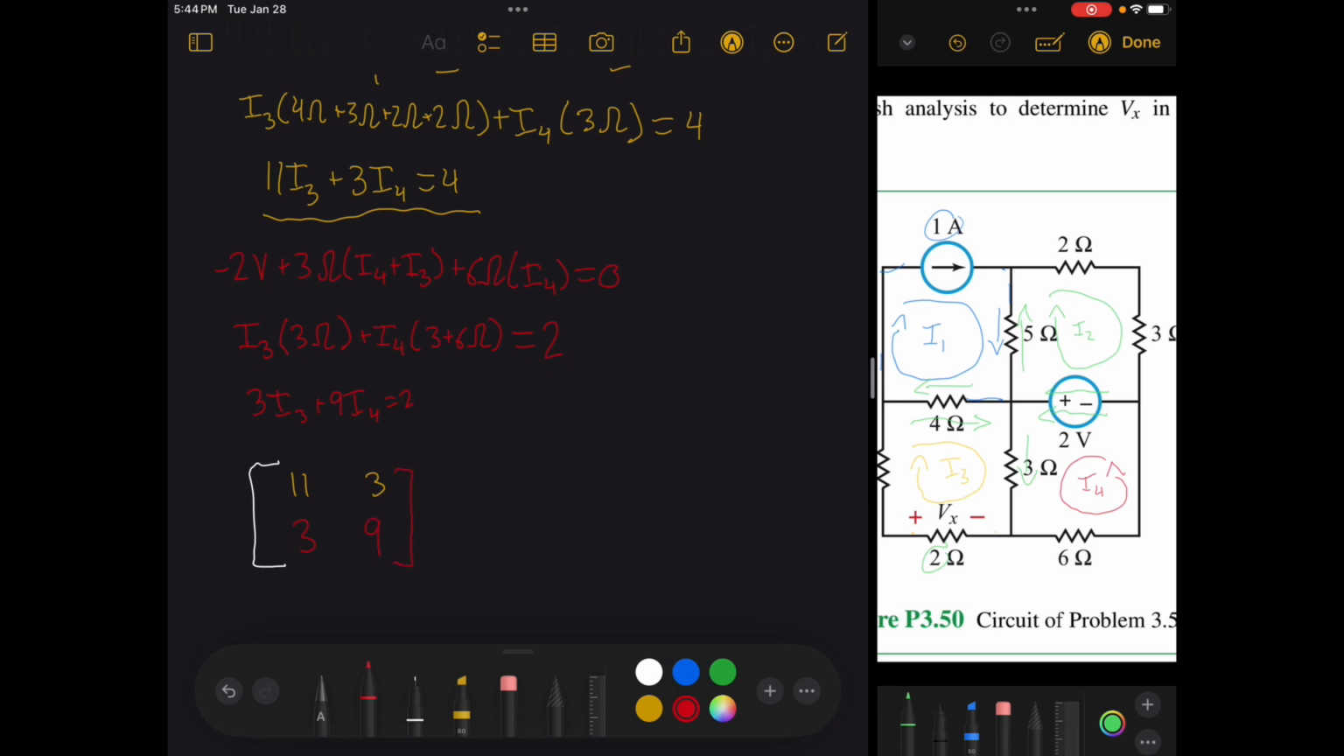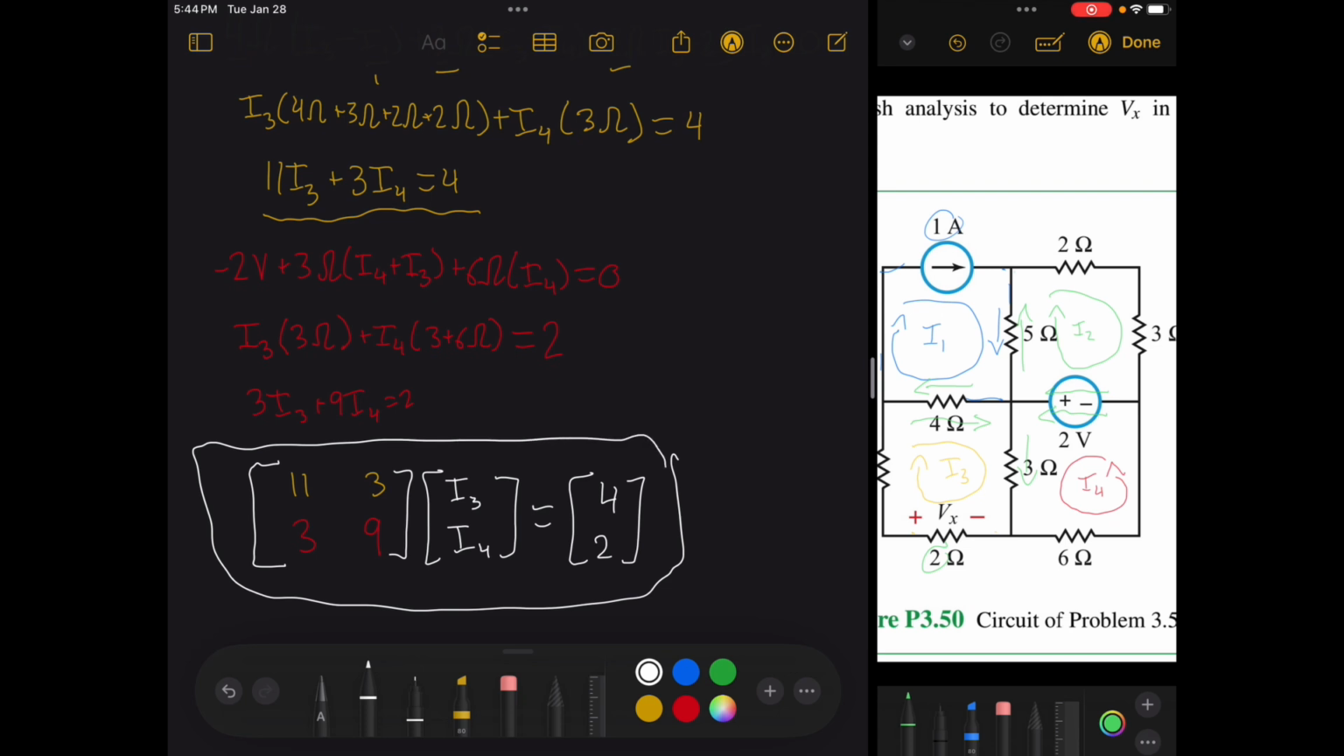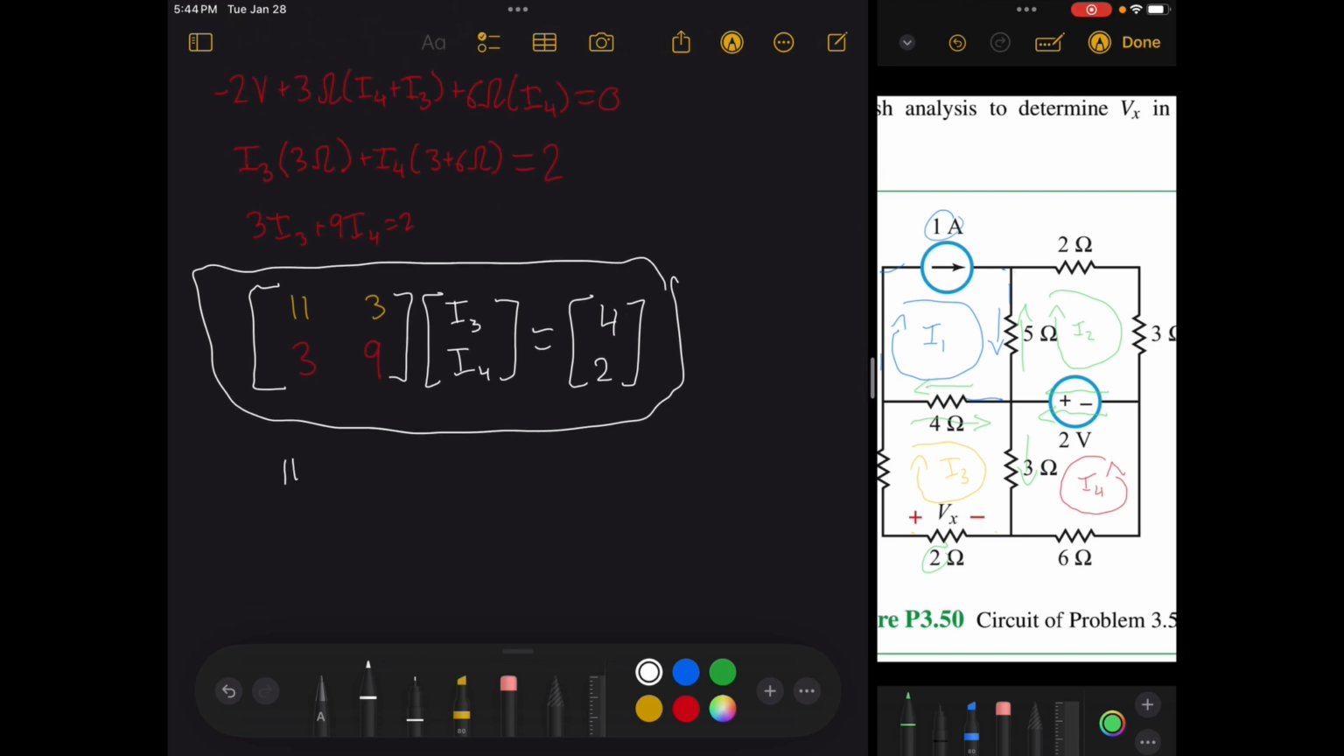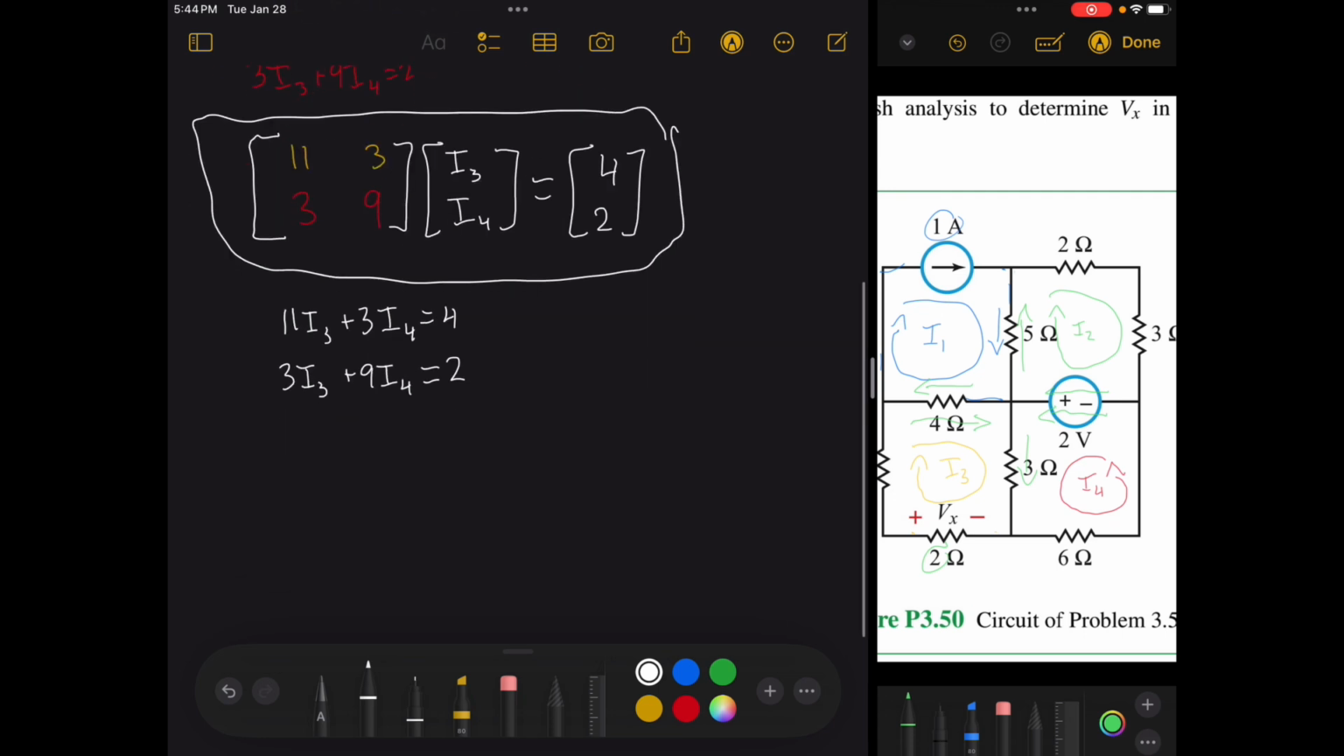Times I3, I4, and that is equal to, what are the right sides of these equations? 4 and 2. And so this is equivalent to saying 11I3 plus 3I4 is equal to 4, 3I3 plus 9I4 is equal to 2, and then you can solve the system of two equations.